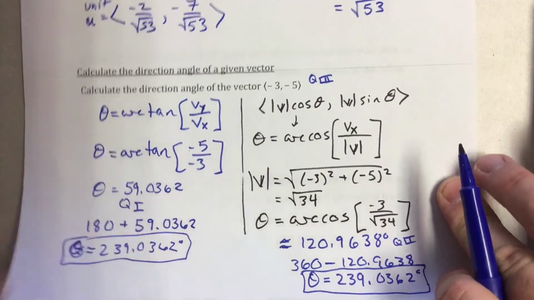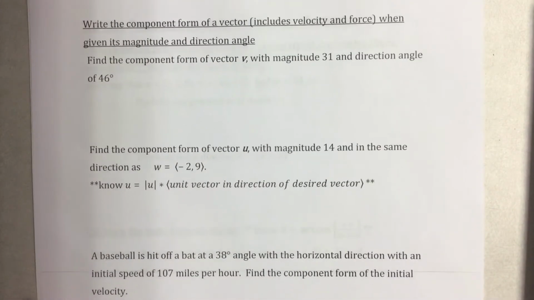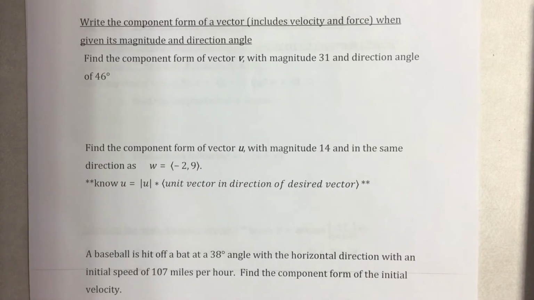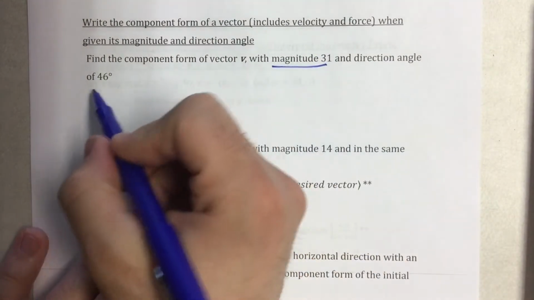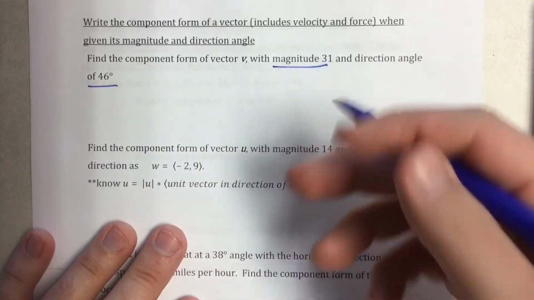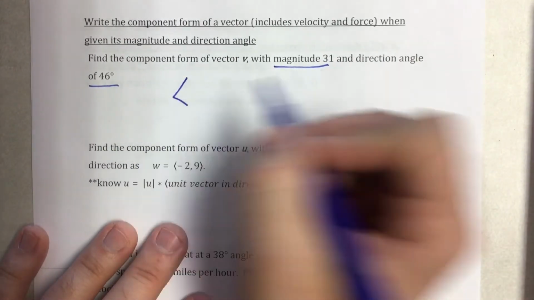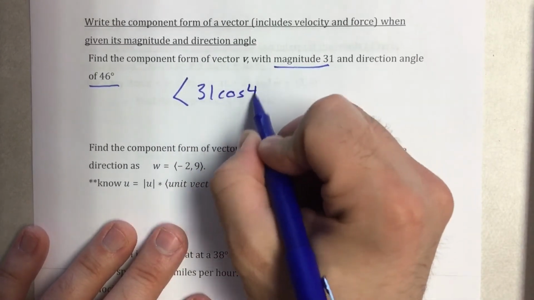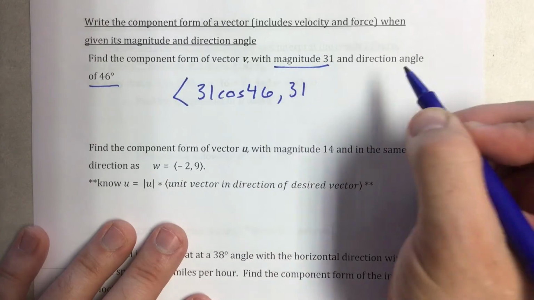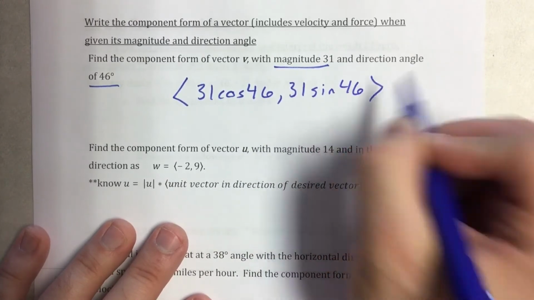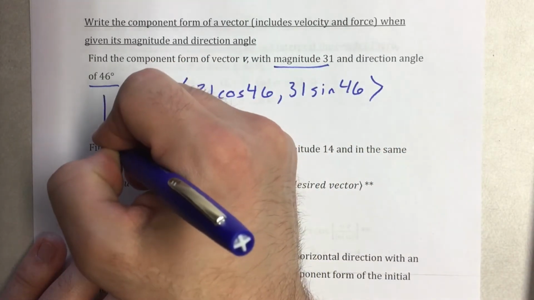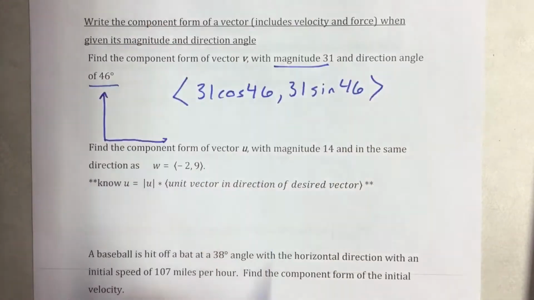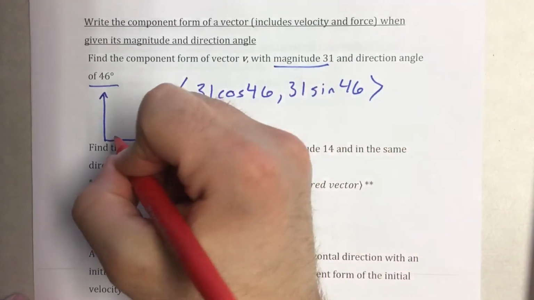All right, moving on. Still in topic 2. Now write the component form of the vector when given its magnitude and direction angle. Some of these can be really quick. For example, we have magnitude, we have direction angle. Perfect, because I can use magnitude cosine, magnitude sine. So it is 31 cosine of 46 and 31 sine of 46. To give us a visual of what's going on, with our direction angle we're in the first quadrant. So we have a 46-degree angle.